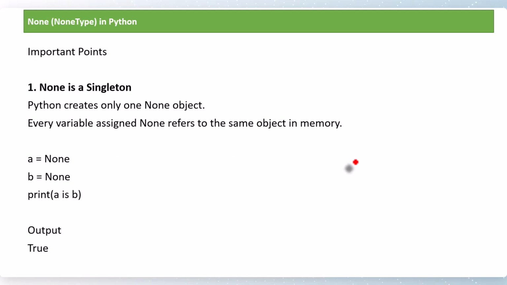And some important points regarding None. None is a singleton. Python creates only one None object. Every variable assigned None refers to the same object in memory. So it is a very important point. Because None is a singleton object, when you assign None to multiple variables, they indicate the same object in memory.